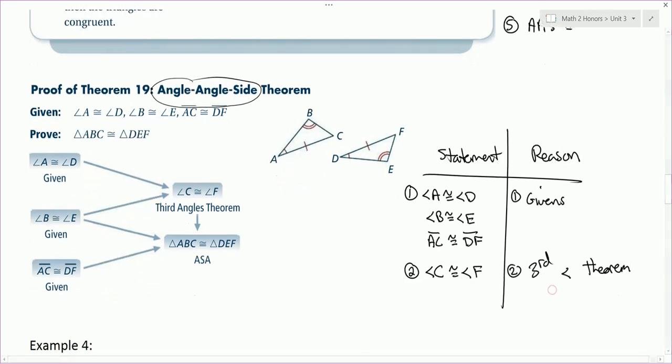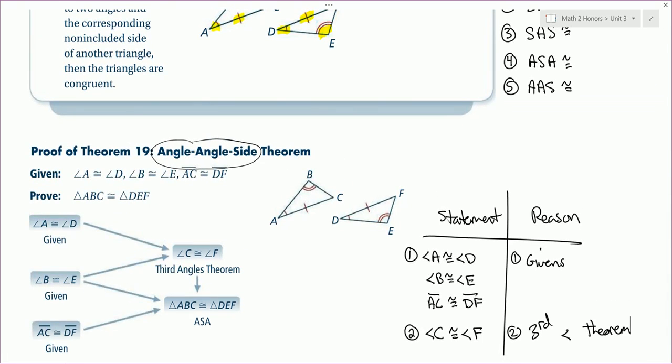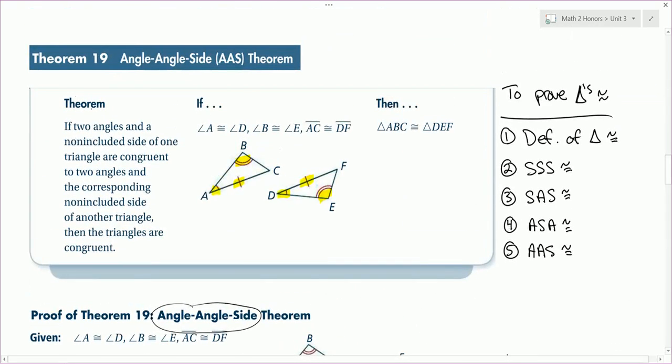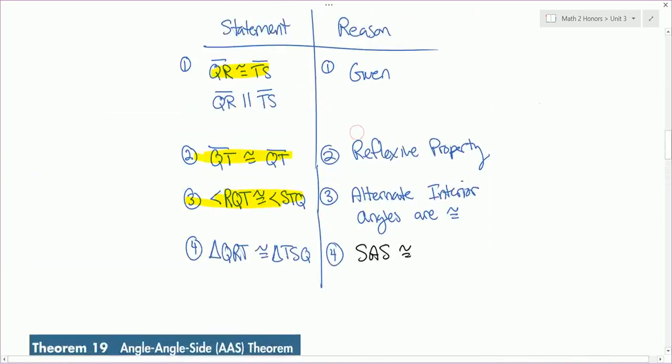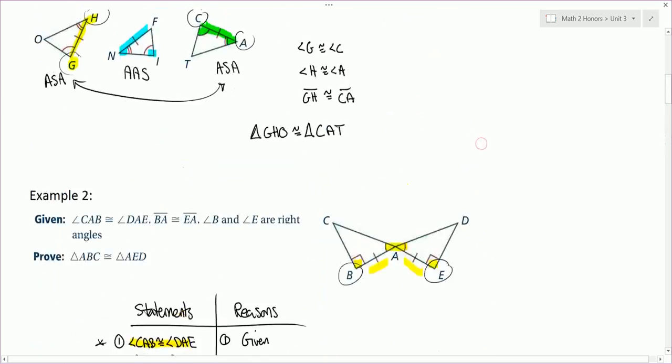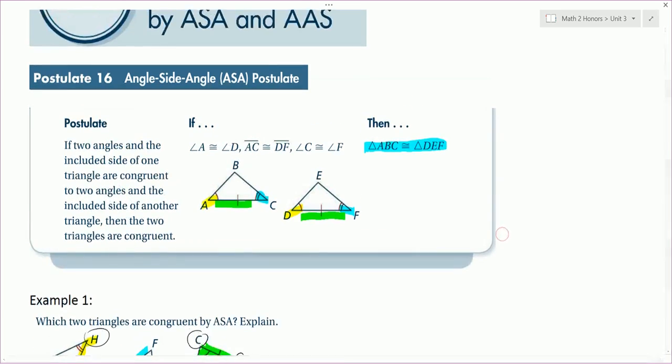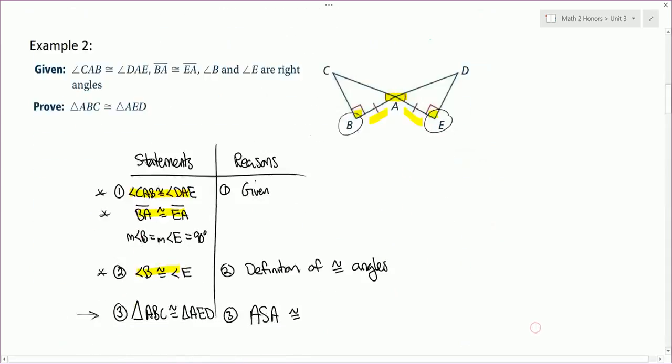And so when you're proving something new, so let's say we did not know Theorem 19, because we're proving Theorem 19, we have to rely on something that we've already known. So we can't just say, hey, they're congruent by angle angle side, because when you're proving that theorem, that has not been established yet. So we got to call on something that we know before that. So we're going to call on the angle side angle postulate.